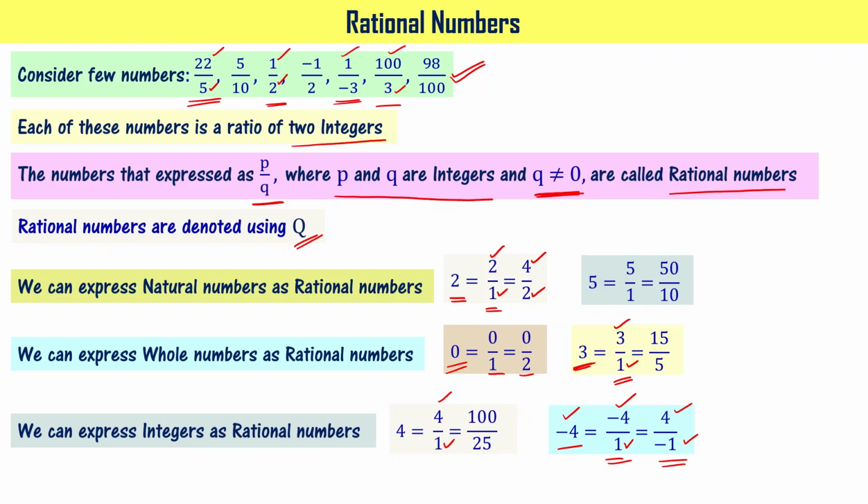So what you have now learned is we can express natural numbers as rational numbers, whole numbers as rational numbers, integers as rational numbers. It means whatever numbers till date you have learned, natural numbers, whole numbers, integers, all these are rational numbers. Got it?